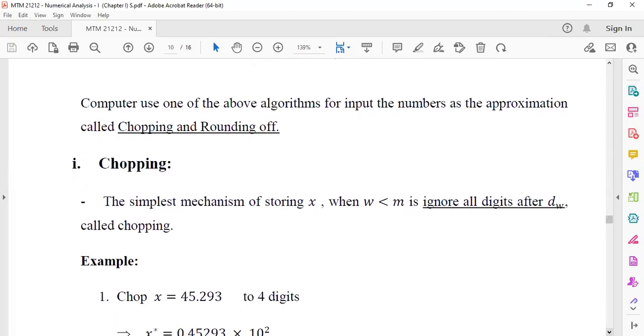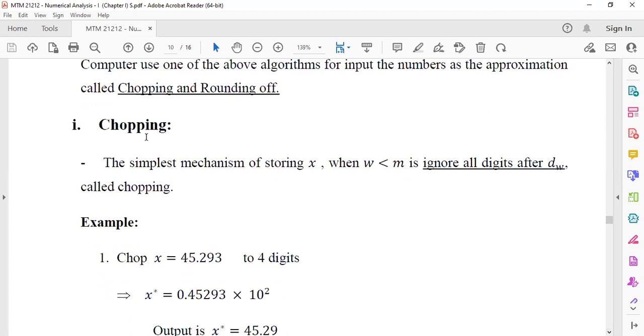If you see the first one, let's see the chopping one. Chopping means cut. So let's see how to cut this one. The simplest mechanism of storing x when w is less than m. Why are we considering only w less than m? Because if w is greater than or equal to m, there's no error, so no need to consider. The remaining elements will be 0. That is not a problem for us. So this is the problem case, w less than m. If you have this problem, to store the x, it ignores all digits after dw.